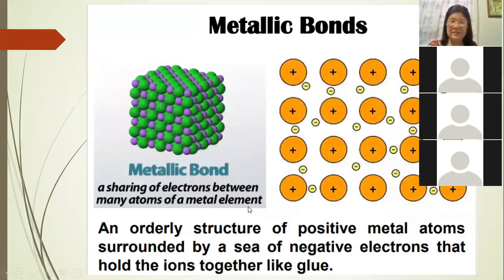So these are metallic bonds, no? Metallic bonds are sharing of electrons between many atoms of metal elements, no? So here it has that metallic bond there. No? So this is now our periodic table.